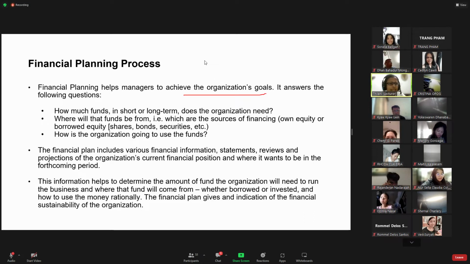So this information basically helps in identifying the amount that is required, and from where you will get the finances, whether you are going to borrow it, whether you are going to get it through investment or whatever. You have to use the money rationally, for the use of the business. So the plan gives an indication of the sustainability of the organization as well.